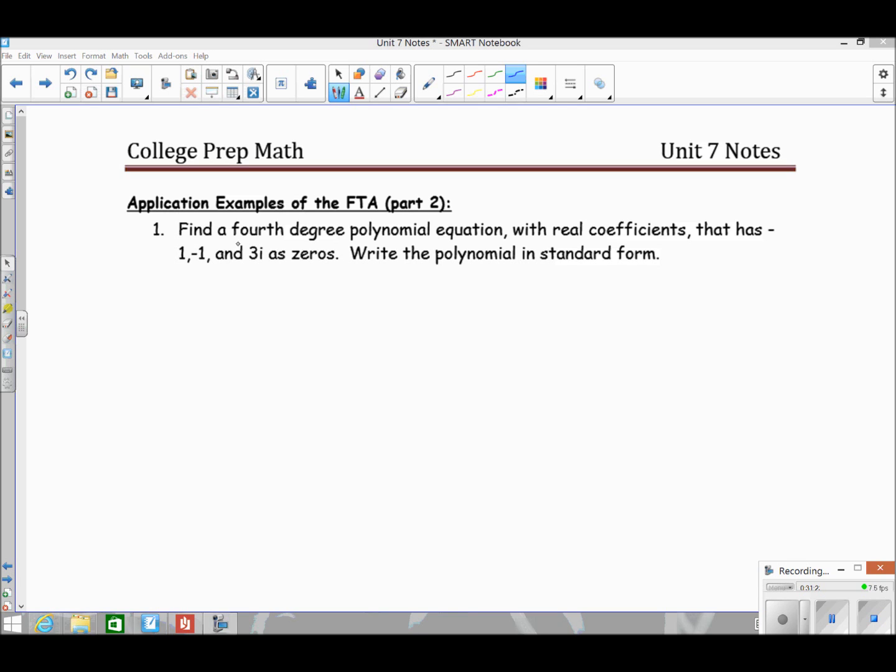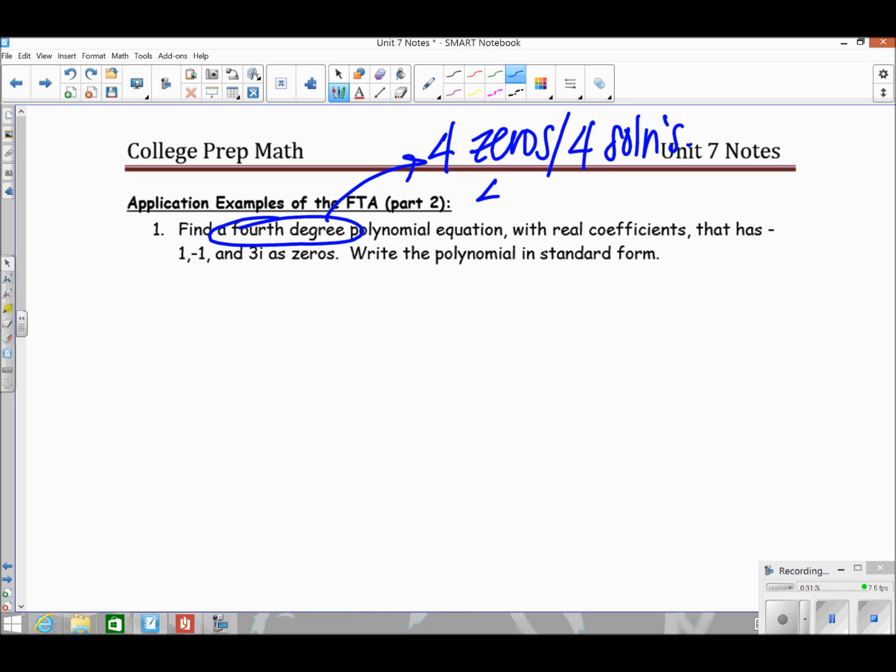So for example, we're trying to find a 4th degree polynomial, which means that we should have 4 zeros or 4 solutions, which also means 4 factors. And if you look at this example, we have this polynomial that has -1, -1, and 3i as zeros. So the zeros to this polynomial are -1, -1, and 3i.